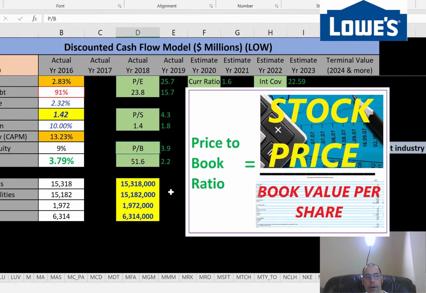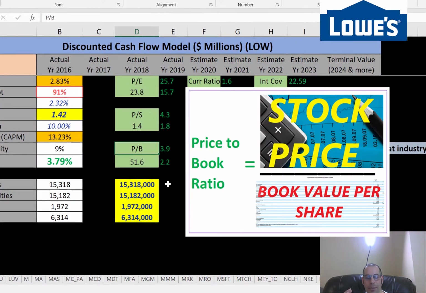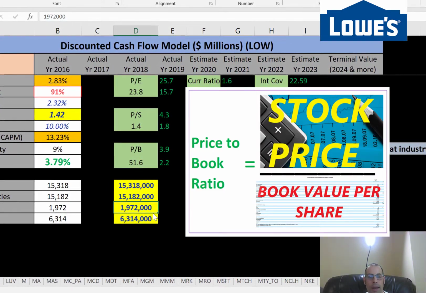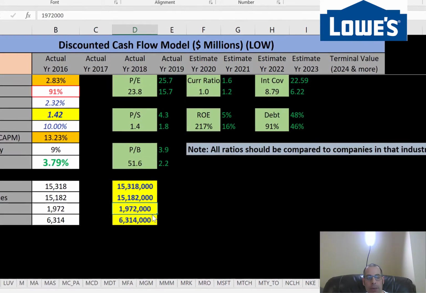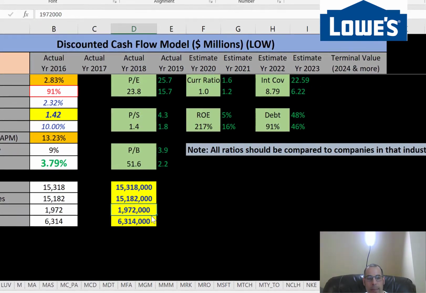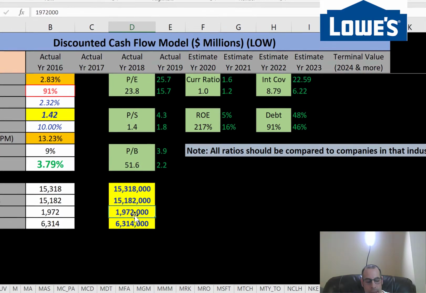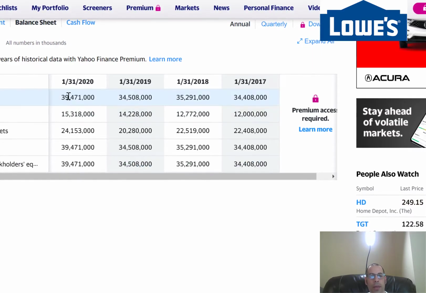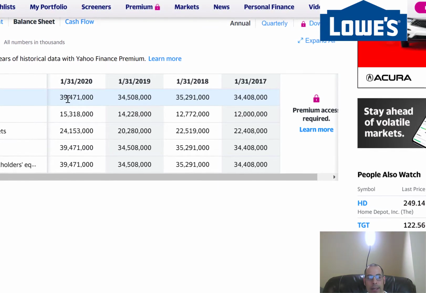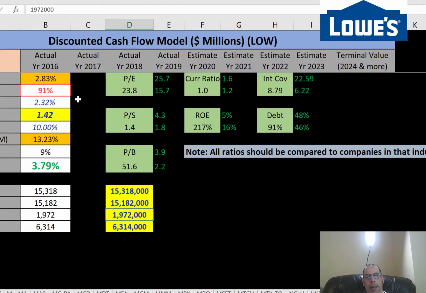Next is price to book. They have a really high price to book of 51. They have so much debt in their capital structure, it really weighs down their balance sheet, and it makes their equity so low. So their equity is only $2 billion. And when you compare that to $39 billion of assets, that's a pretty low equity number.